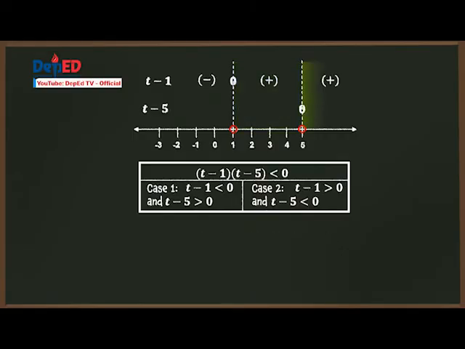In the region to the right of 5, we may use 9 as the test value. And when t is equal to 9, t minus 5 must be equal to 9 minus 5, or simply 4. Hence, in this region where t is greater than 5, the value of t minus 5 is positive. Let's add these observations in the graph.